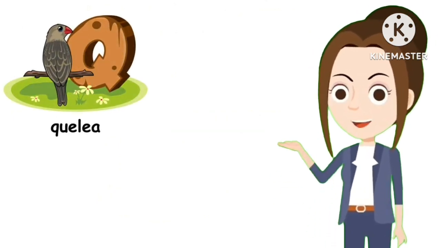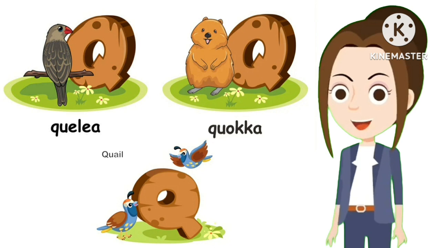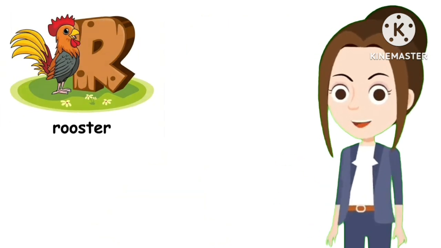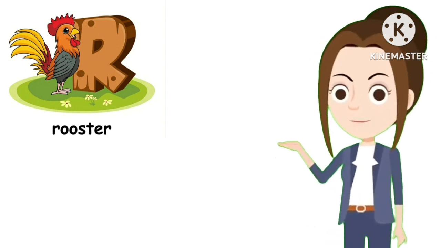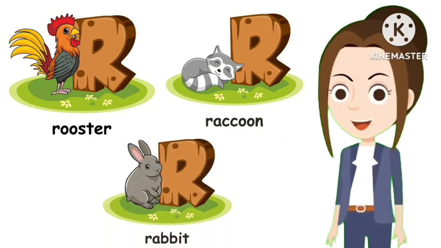Q for quokka, Q for quokka, Q for quail. R for rooster, R for raccoon, R for rabbit.